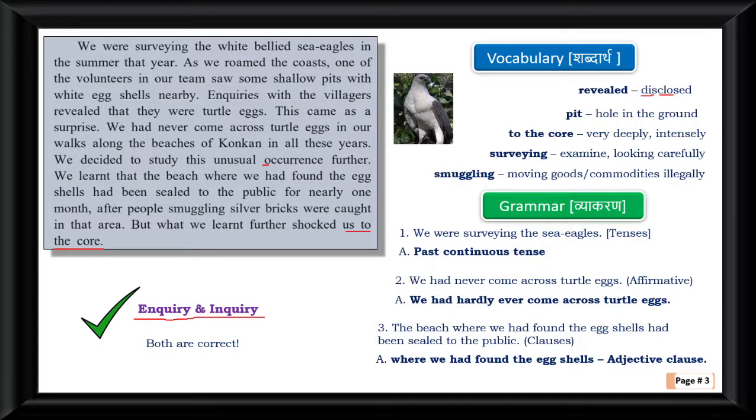Make it affirmative. We had hardly ever come across turtle eggs. So never was the negative word. They wanted us to make it affirmative. So we used hardly, and to counter the word never, we will use ever. The third, the beach where we found the eggshells had been sealed to the public. So where we had found the eggshells is the adjective clause. I'll ask you to find out the clauses, so the dependent clause. So it's the subordinate adjective clause here. Wasn't it to the public? Yeah, to the public, not in the public.